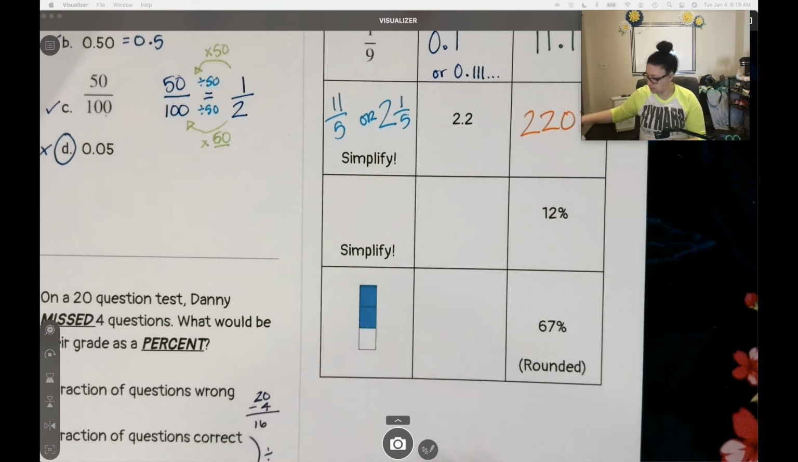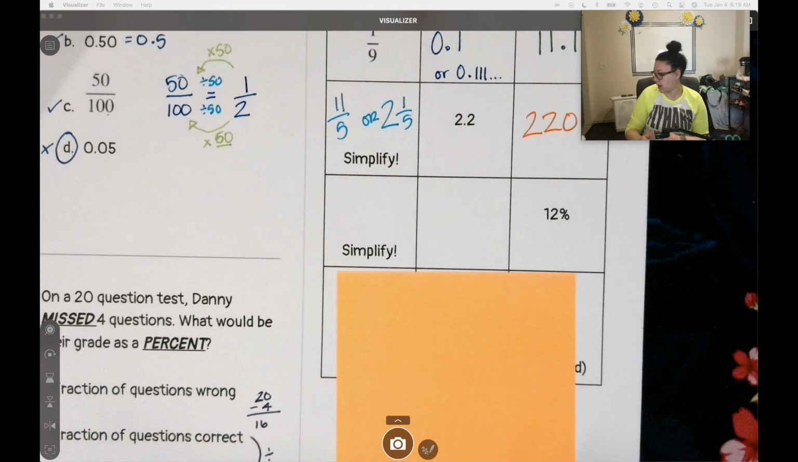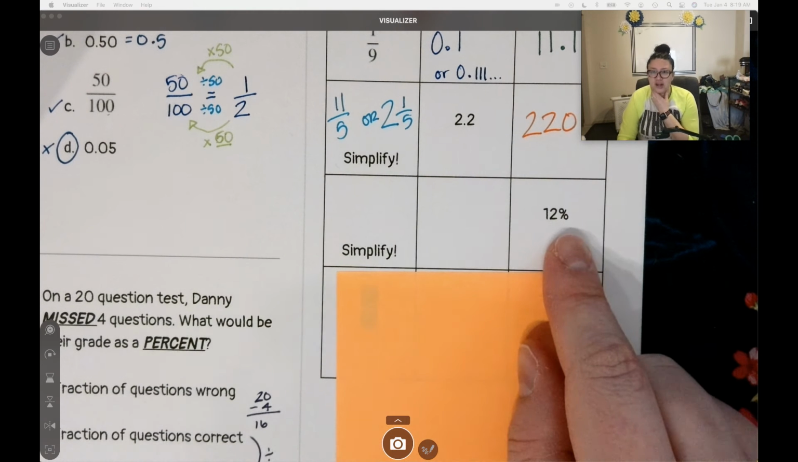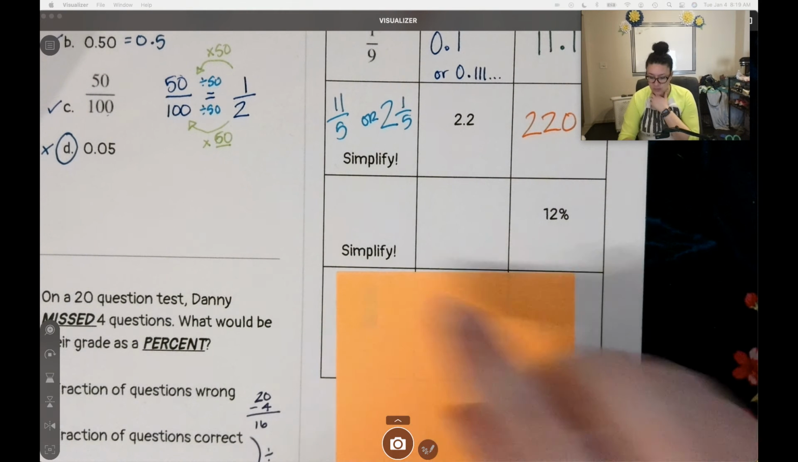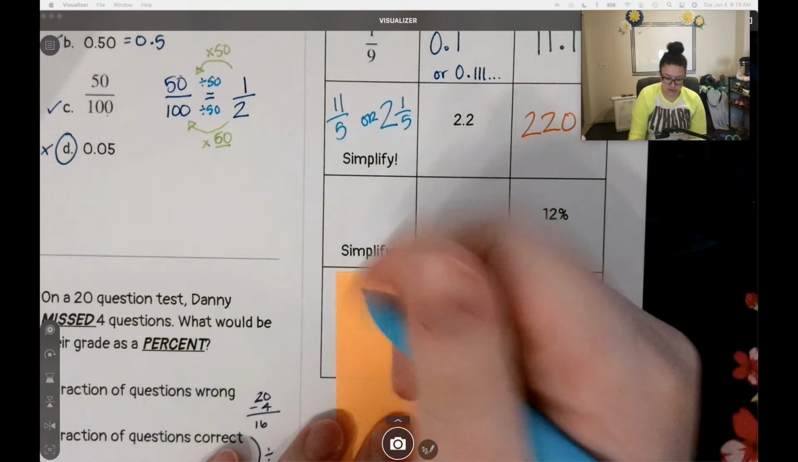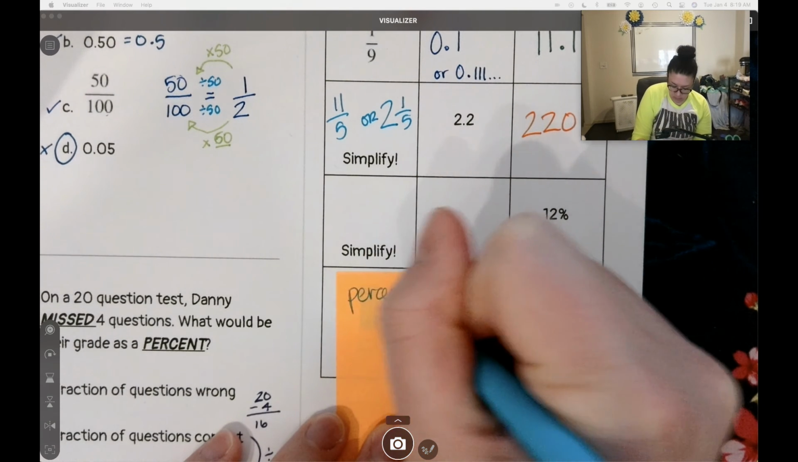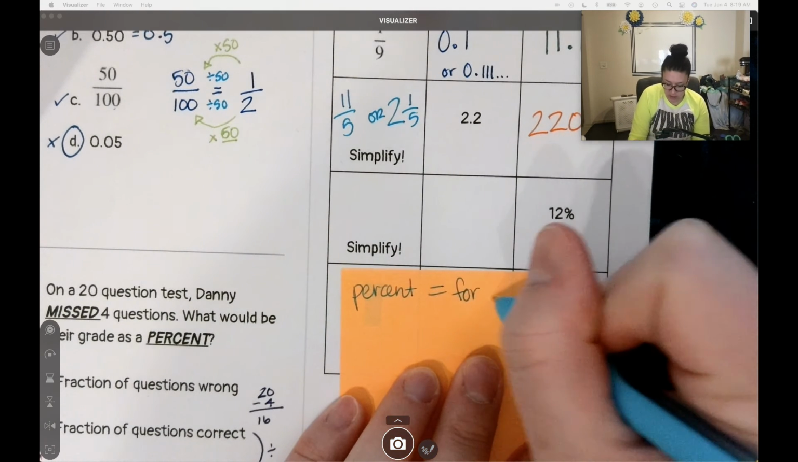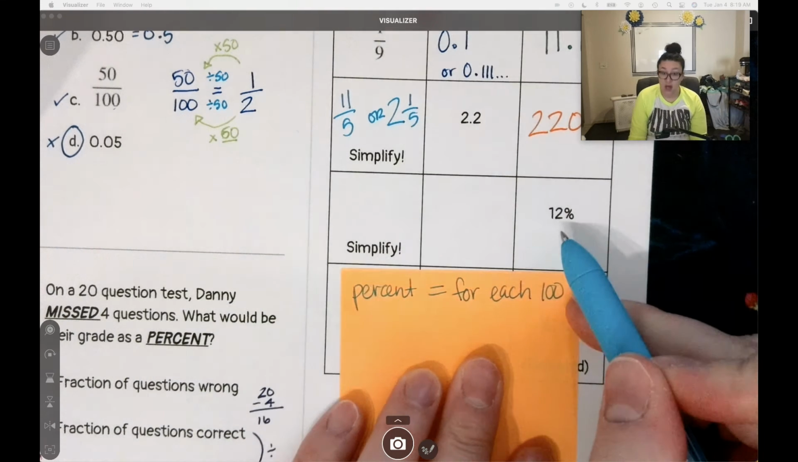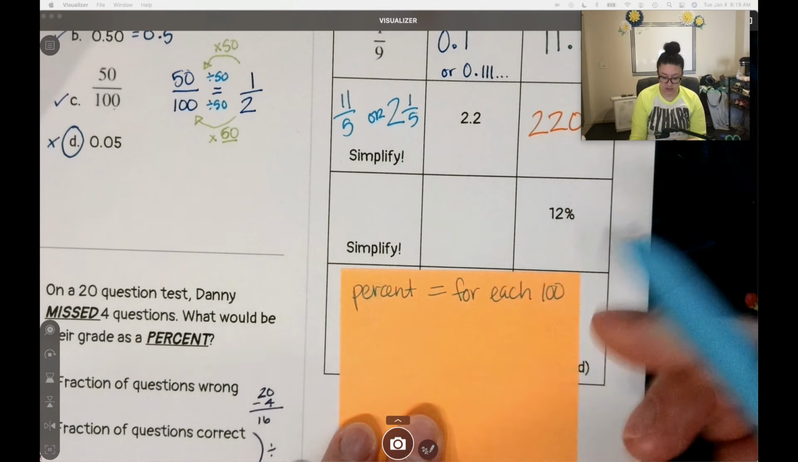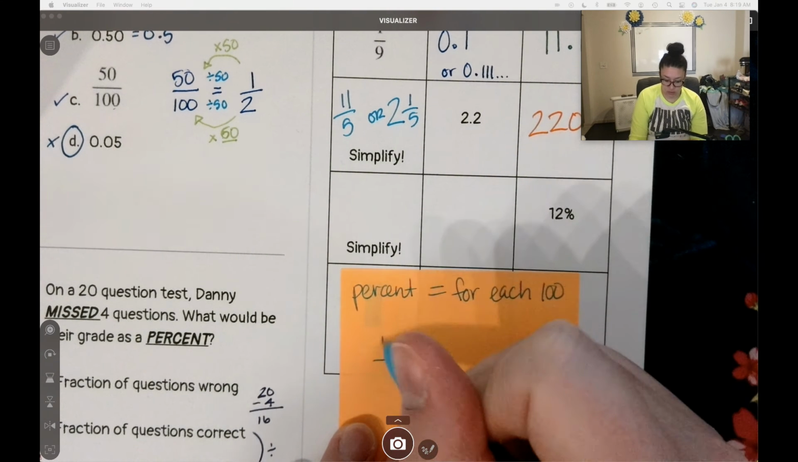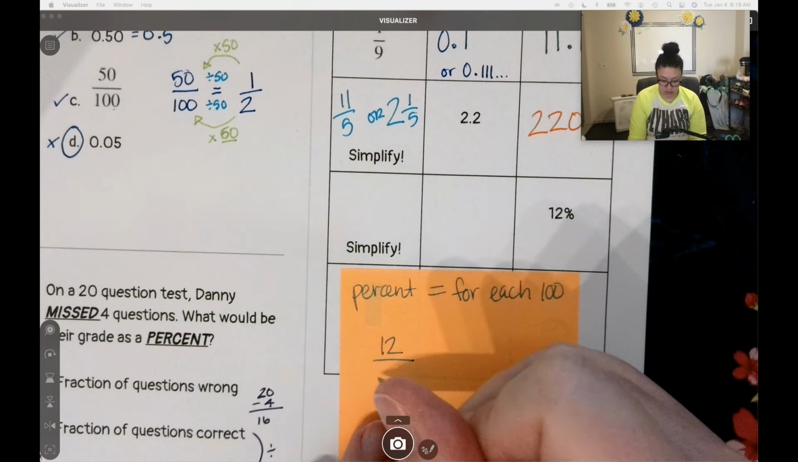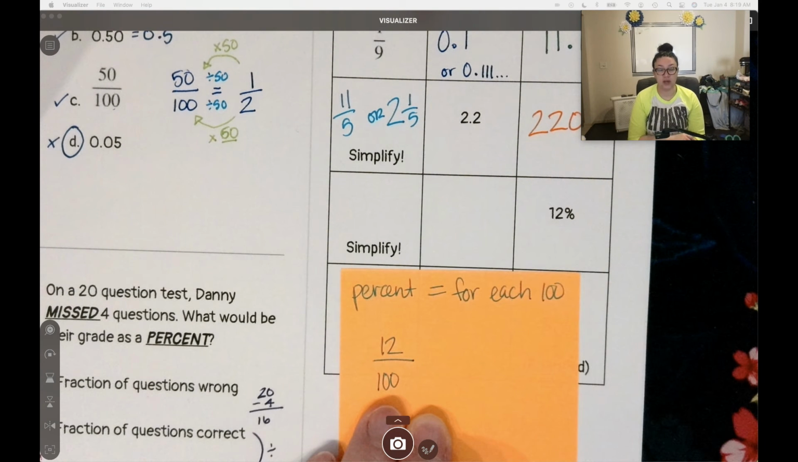Next problem. We've got a percent that we have to go back to a decimal and then back to a fraction. I'm actually going to start with the percent to the fraction. What did we say percent means? Percent means for each 100. So I can take my percent and put it as my numerator, and my denominator would be 100. So I get 12 over 100 for my fraction. But I need to simplify.